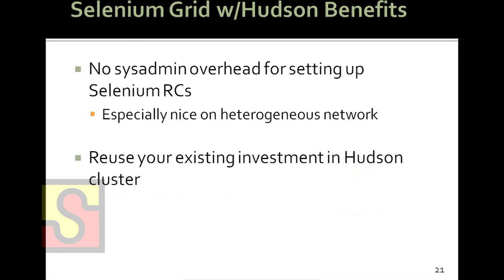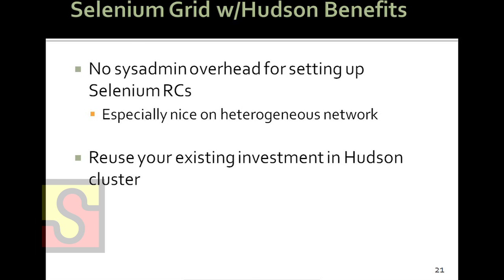So the benefit of the Selenium grid plugin in Hudson is that there really is no system administration overhead for setting up Selenium RCs. Normally, it's kind of tedious, because you have to make sure that the RCs start every time the machine comes up, and they have to be seeded with proper configuration to talk back to the Selenium hubs. And you have to do it in all kinds of different operating systems, which is not rocket science, but it's just tedious. By using this as a Hudson plugin, you automate all these things, and you don't have to do anything, which is really nice.